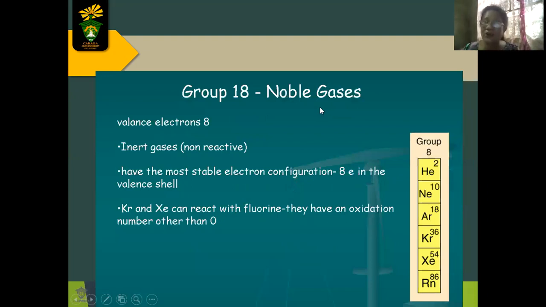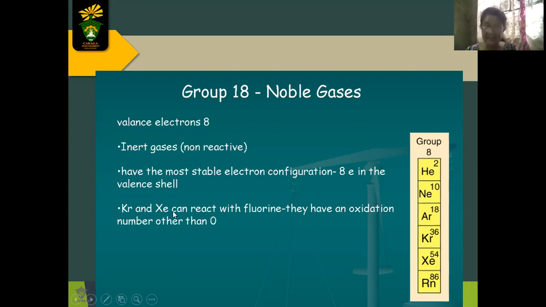From the word inert. What makes it noble? It's stable, because the outermost shell has 8 electrons, meaning it doesn't need any element to make it stable, because it's stable in itself, except helium. Helium has 2, but it is stable because the first main energy level has 2 electrons, followed by 8, 8. So inert gas, non-reactive. What makes it non-reactive? Because they are stable. They have the most stable electron configuration of 8 electrons in the valence shell.